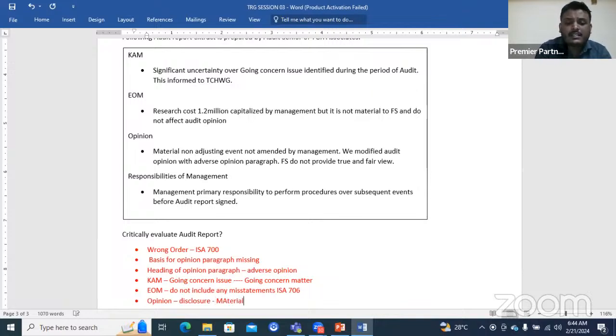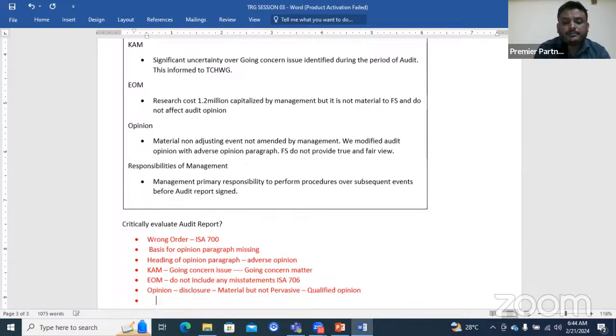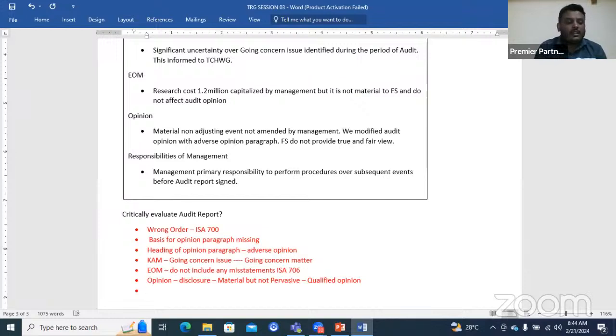Disclosure can be material, yes, but not pervasive. How does disclosure become pervasive? If there is an absence of disclosure, how does it become pervasive? Whether we disclosed or didn't disclose, profit is the same. So absence of disclosure may be material, but not pervasive. So what opinion is suitable here? Suitable opinion is qualified opinion. And also here, we should include basis for qualified opinion.